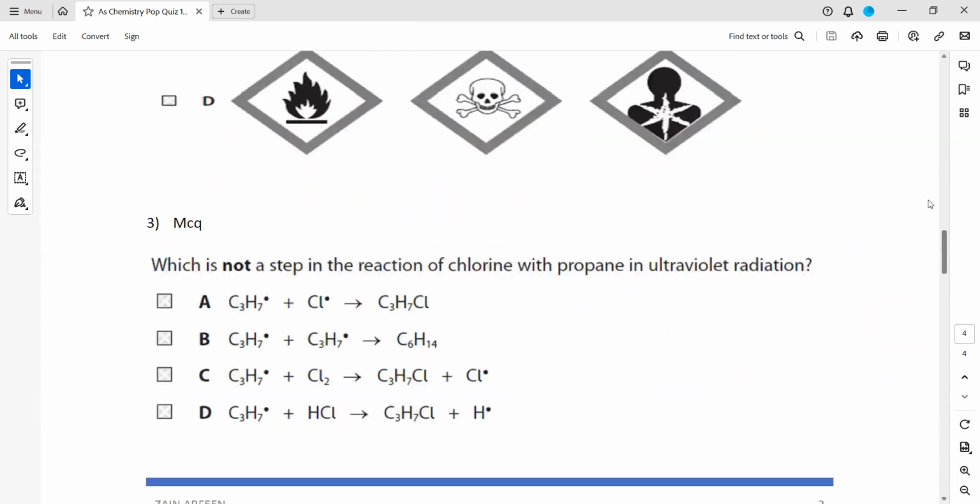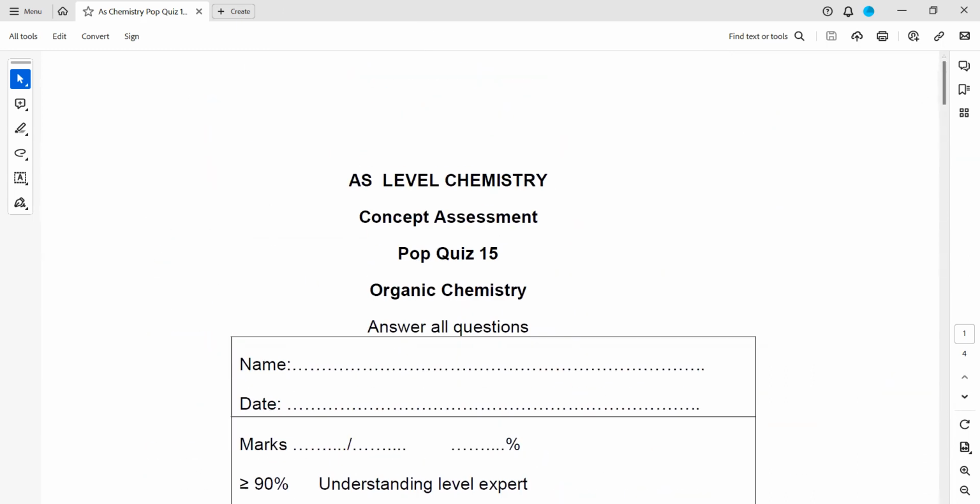Is it clear? Anyone having a doubt or want me to repeat any question? So this was a pop quiz of organic chemistry, pop quiz 15.